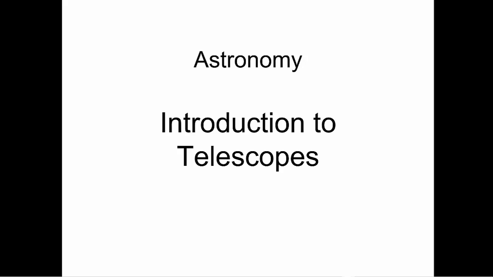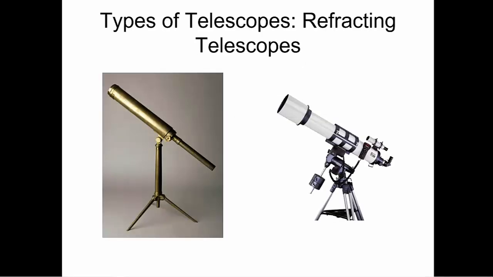This will be an introduction to telescopes in the visual part of the spectrum, and so we'll be looking at just a couple of designs. All right, let's go on and look at different types of telescopes. Refracting telescopes. This is the kind that Galileo made back in the early 1600s.